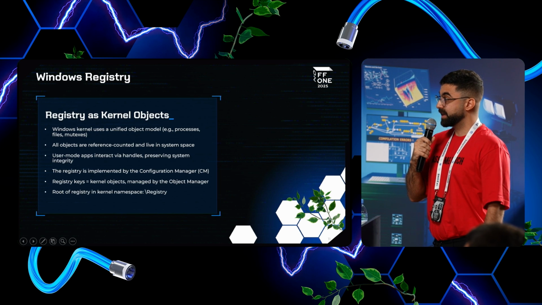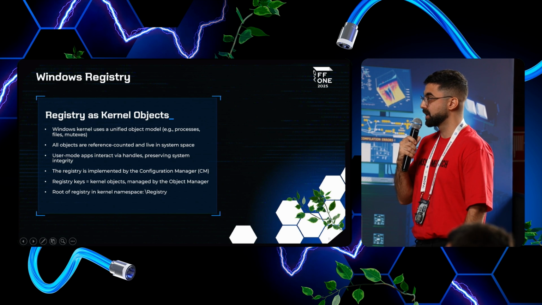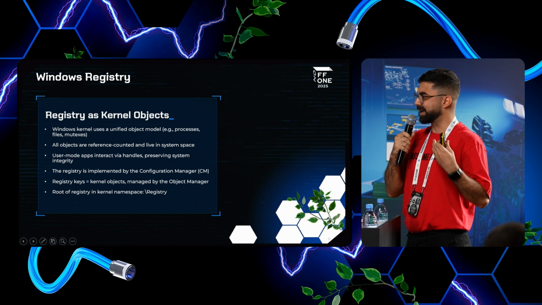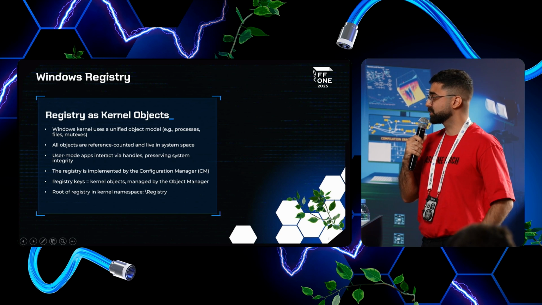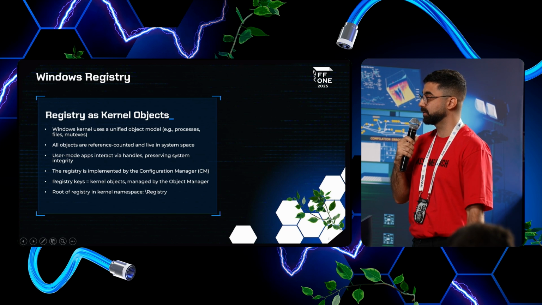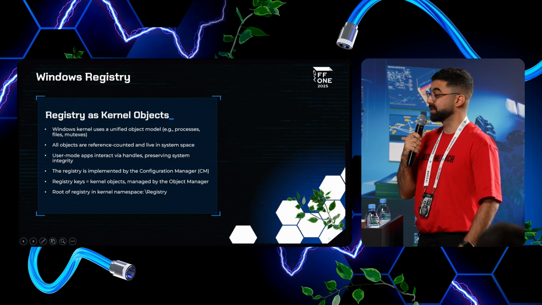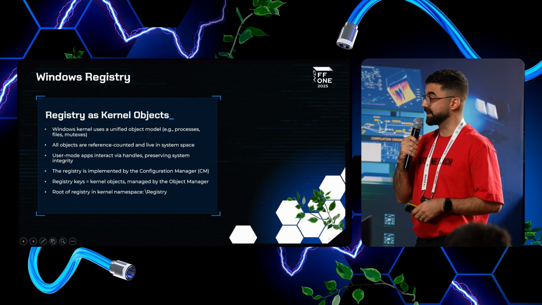Now, as you know, everything in Linux is a file. Everything in Windows is an object, which we call a kernel object, that we cannot access directly as users. From user mode, we get handles to them, and the subsystem responsible for these handles and objects is called the object manager. The registry is not an exception: it's also a kernel object of type key, represented by the configuration manager in kernel mode, and in the root of the object manager namespace you can find it as \REGISTRY.